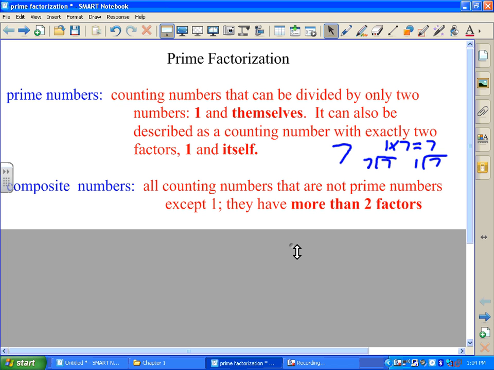For your example, you could write 6, because I could say 1 times 6. I could also say 2 times 3. Okay, so this one has 4 factors.